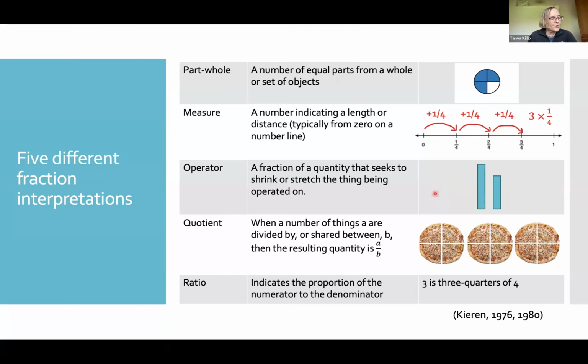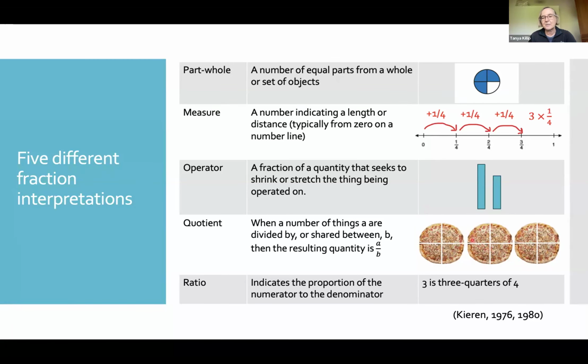So the quotient interpretation sees fractions, as I've said, as the result of a division problem. So 3/4 is the result of dividing 3 by 4, right? And this is also the same as sharing 3 items equally between 4 people. So each person gets 3/4 of an item. So that's what I've got represented in the picture here.